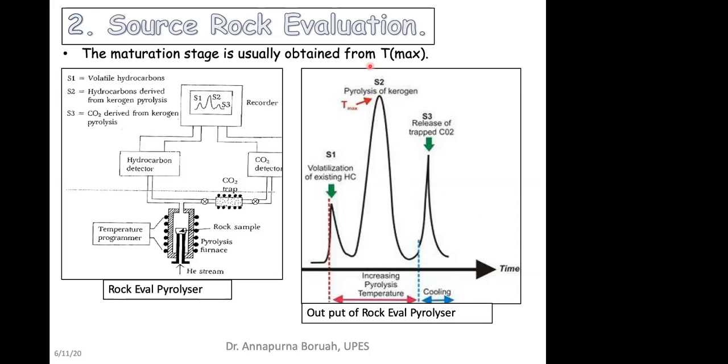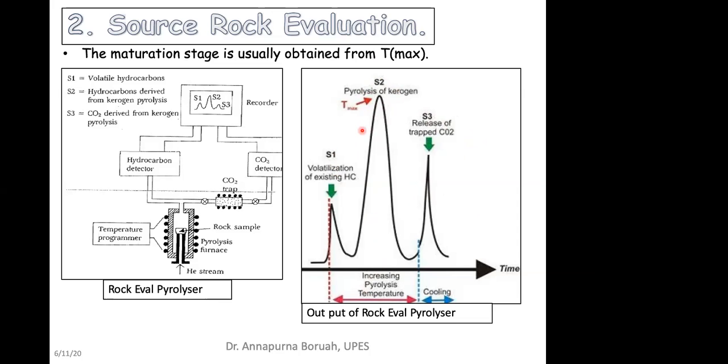So S1, S2, S3, these are the parameters which we can get from Rock-Eval pyrolysis. S1 is the free hydrocarbon release, S2 is the pyrolyzed hydrocarbon release, and S3 is the CO2 release. And the particular temperature at which the source rock will release the maximum amount of hydrocarbon is known as T-max. So using Rock-Eval pyrolysis, you can get these four parameters, S1, S2, S3, and T-max.